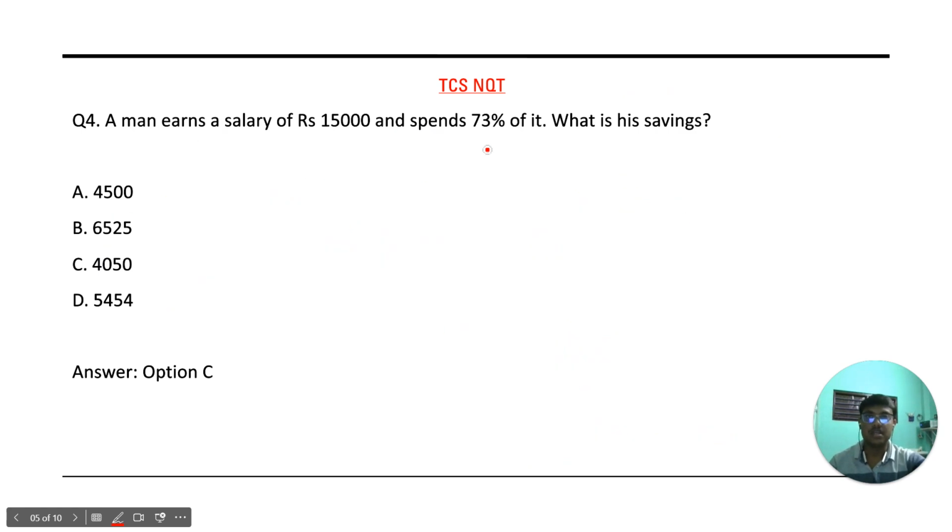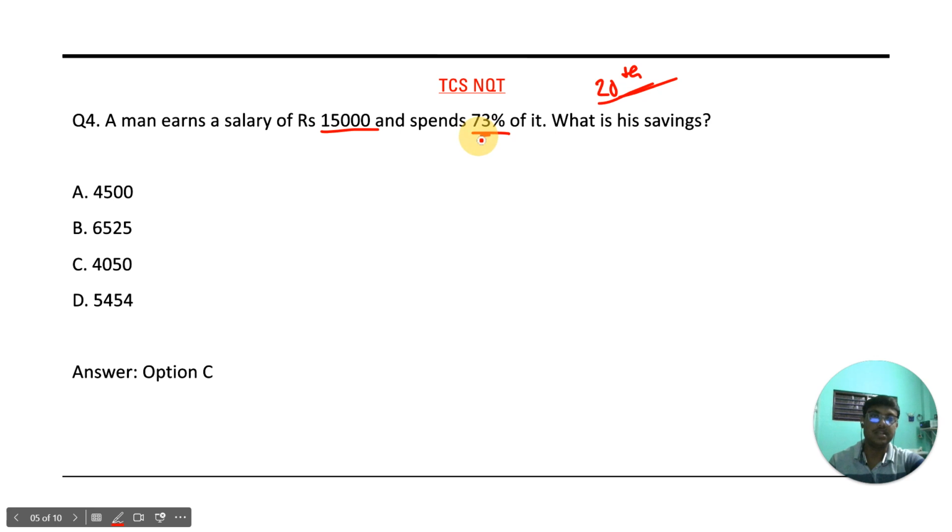It is another pretty easy question, and also to notify, this was again asked in the 20th March shift. So you would see that 4 of the questions that I have taken today are already from 20th March shift. So you can guess the level of the question. So solving these kinds of questions is enough to crack TCS. And let's see what the question says. A man earns a salary of rupees 15,000 and spends 73% of it. What is his savings?